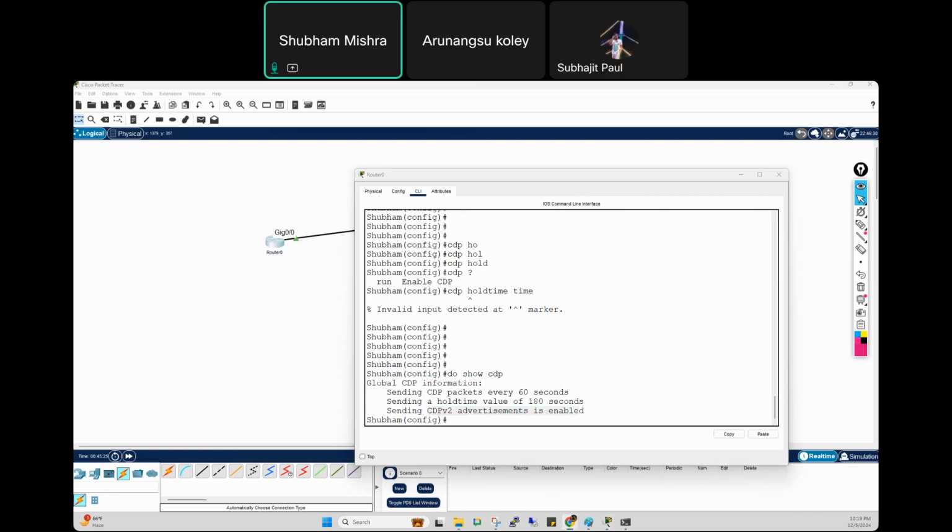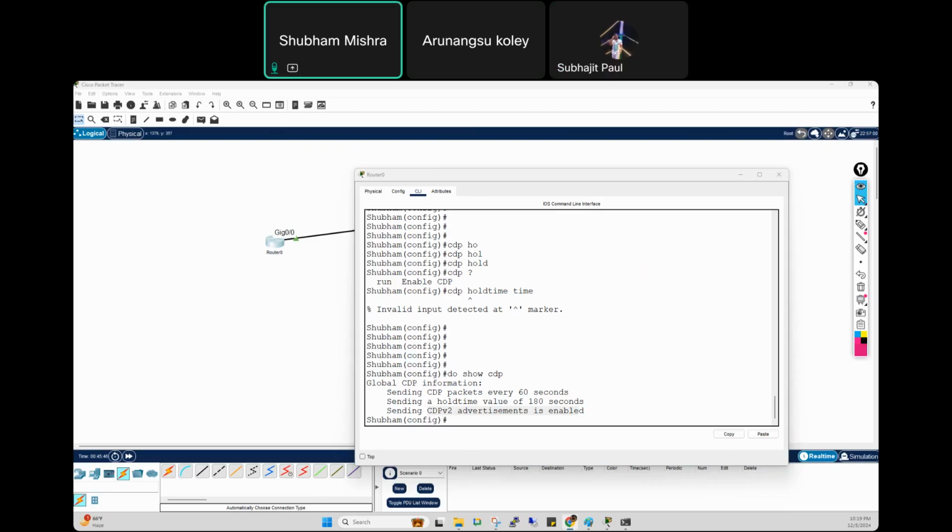What do you mean by LLDP? I already told you PC will not generate the CDP packet. Okay? PC will not generate the CDP packet. Why? Because CDP protocol is designed for Cisco devices, na? Yes or no? Okay.